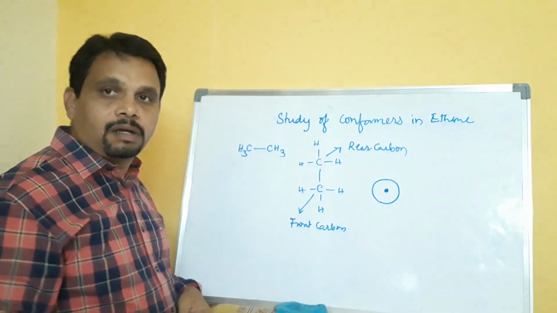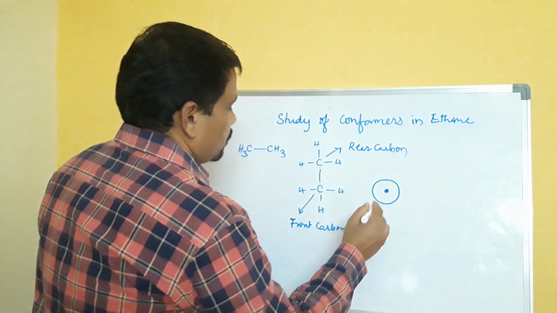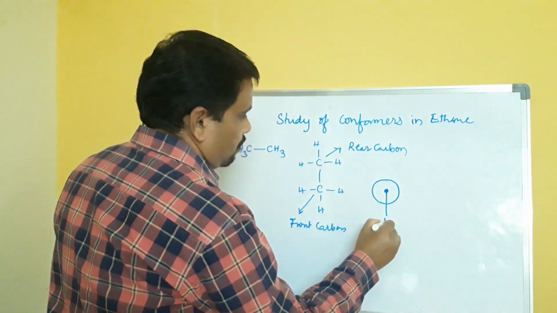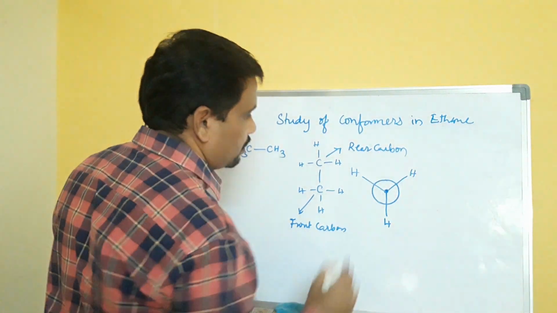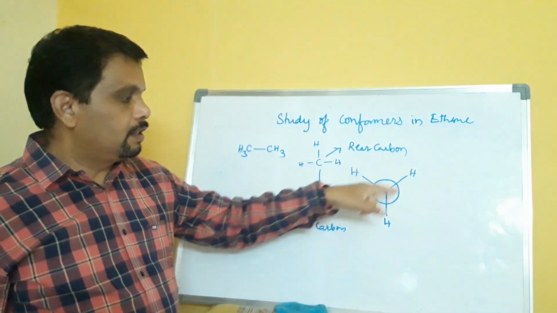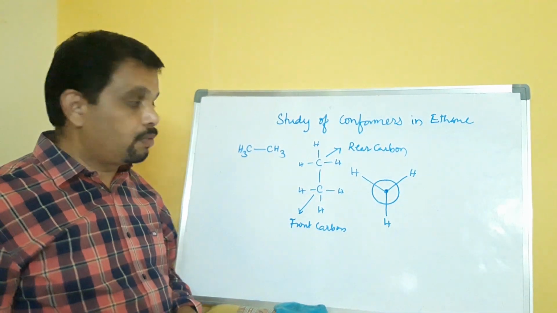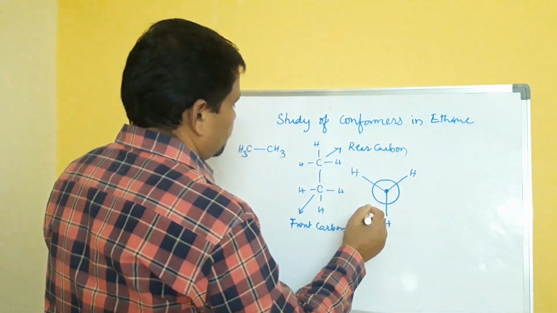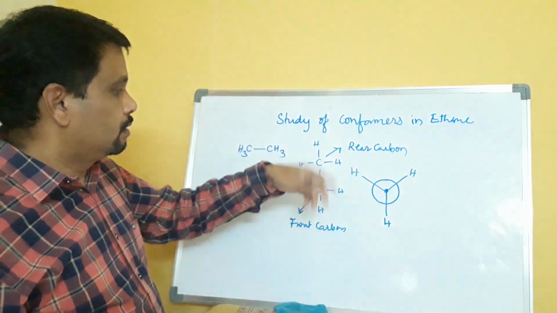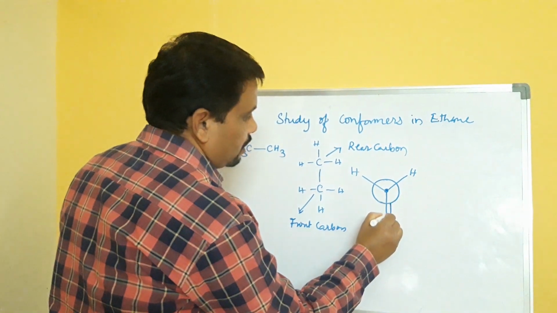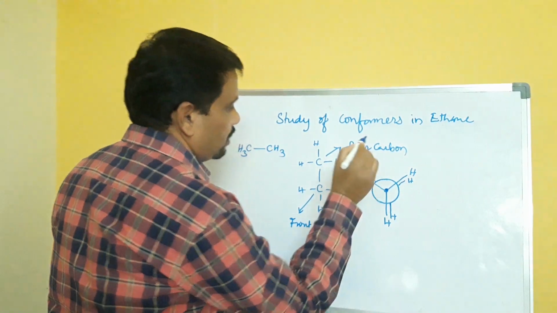Okay. So three hydrogens on each carbon. So one hydrogen, another hydrogen, and another hydrogen. Okay. These hydrogens and these bonds have 120 degrees bond angle, right? And on the rear carbon, you have hydrogen like this, hydrogen like this, hydrogen like this. Okay.